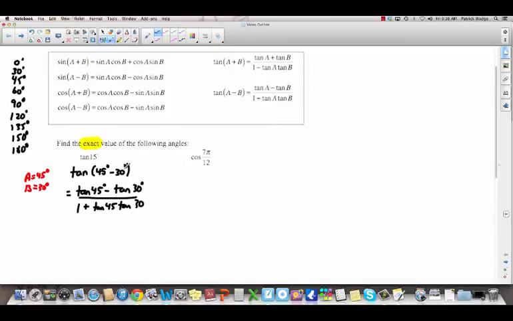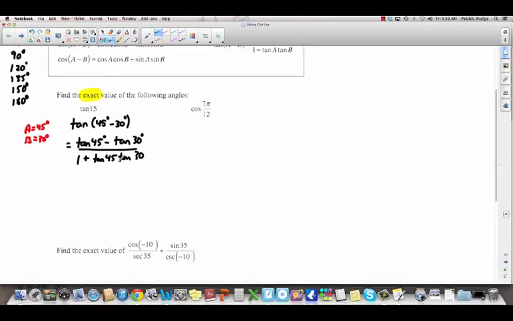Why do we do this? Because you actually know what tan 45 is, you know what tan 30 is, so we can simplify this. What's tan 45? Well, you've got to look back at your unit circle, you've got to do a memory device, and tan 45 we love, it's 1. Take away tan 30, which is root 3 over 3, or you might know it as 1 over root 3. I'll put it as 1 over root 3. You could also put root 3 over 3. It's actually kind of a better answer. On the bottom we have 1 plus tan 45 is 1 again, and we're multiplying that 1 times tan 30, which we already know is 1 over root 3.